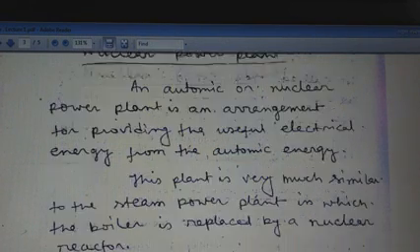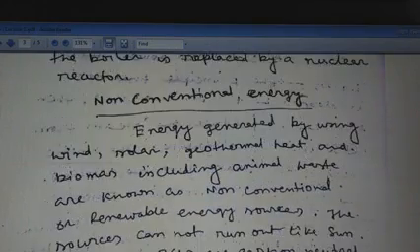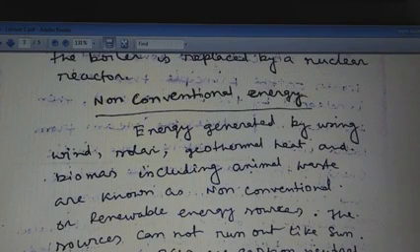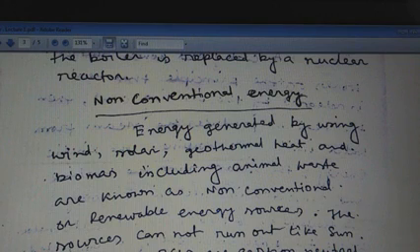Now, the non-conventional energy sources. Energy generated by using wind, solar, geothermal heat and biomass, including animal waste, is known as non-conventional or renewable energy sources. When is an energy source called renewable? That is a big question. The answer is that there are some points regarding renewable energy. First point, when the source cannot run out like the sun, or can be easily replaced, then this type of energy is called renewable energy.